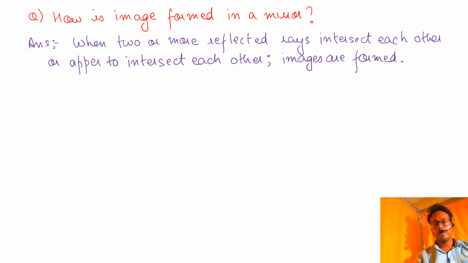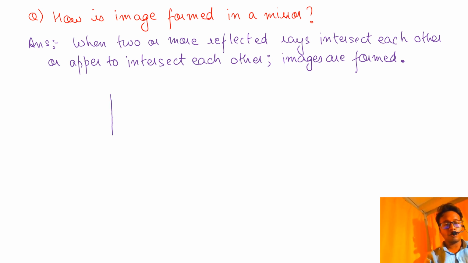Okay, my question is, what is the meaning of the keyword intersect each other, or appear to intersect each other? See, the keyword between appear and real intersect each other is the difference between real image and virtual image. Or what is real image, what is virtual image, I'll tell you out here. Okay, suppose a mirror is out here. Okay, there's a point object out here.